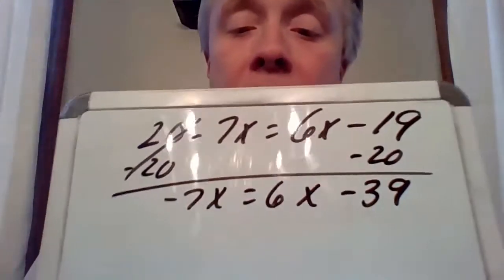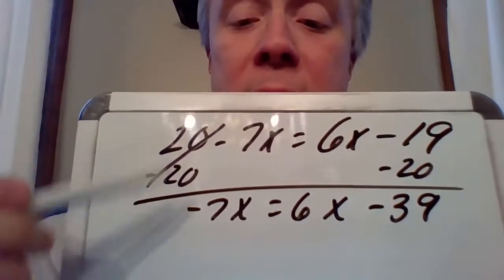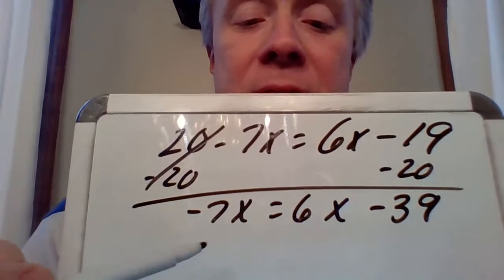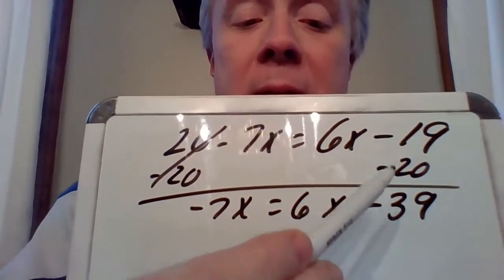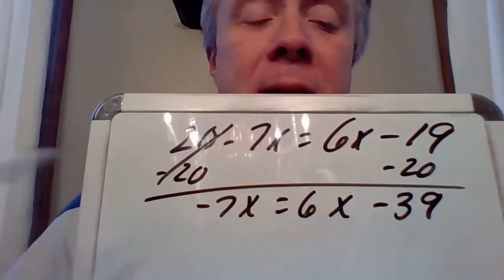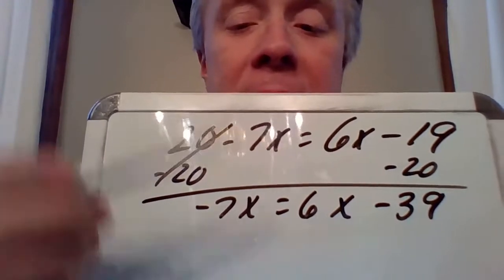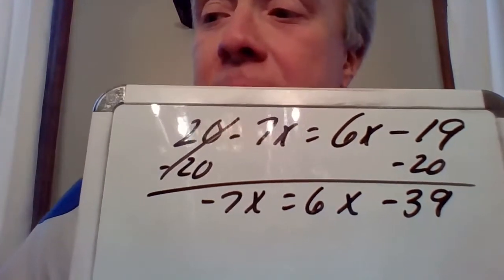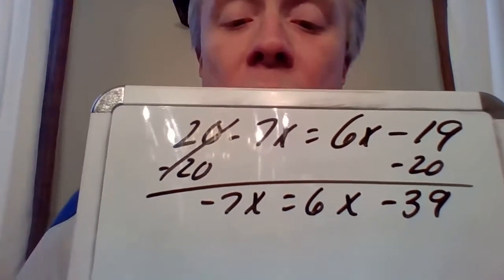Okay. So the 20s here cancel out. I bring down my negative 7x. A negative 20 and a negative 19 gives me negative 39, and I bring down the 6x. Now I'm going to move the variable. I'm going to move that 6x.